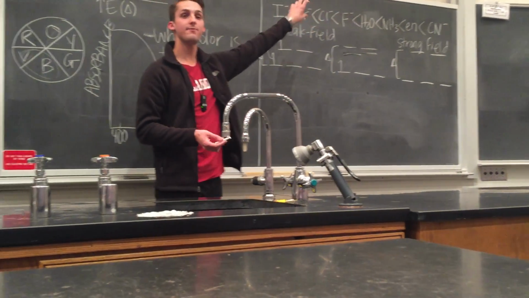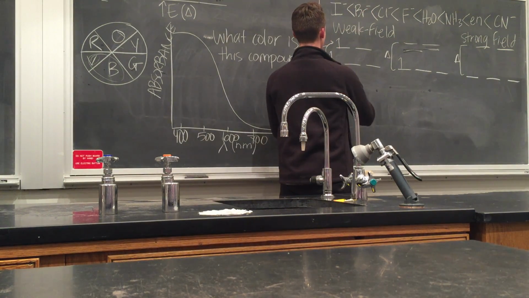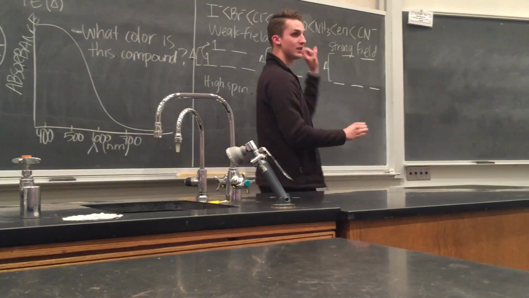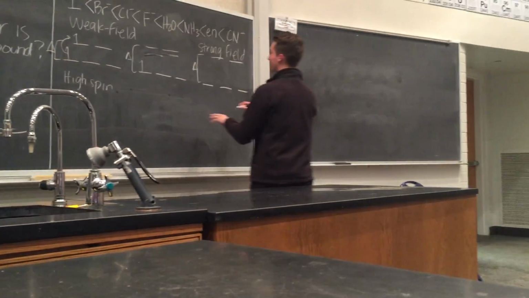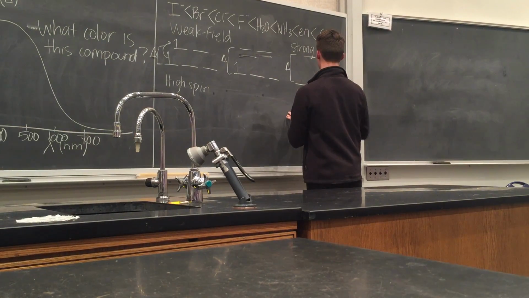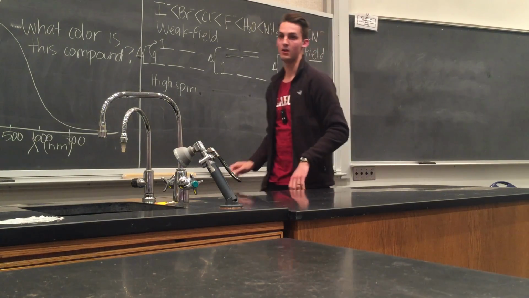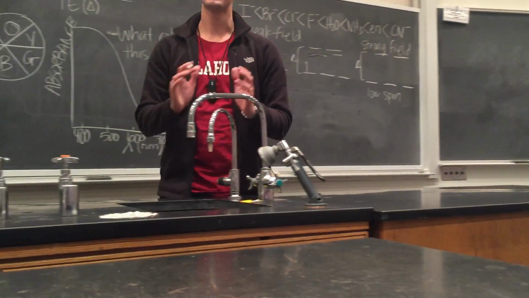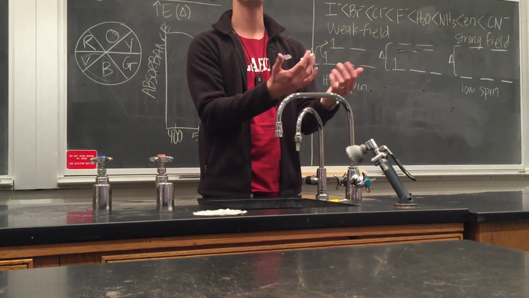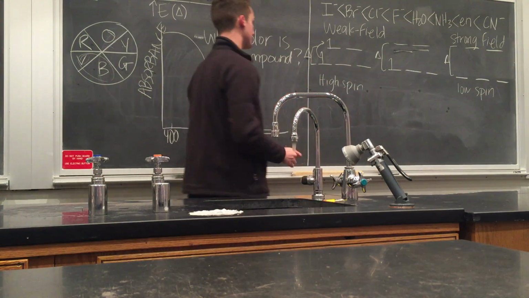Weak field ligands have high spin electrons, and strong field ligands have low spin electrons. Now this is super important, and this is what changes the way that we fill in our diagrams. And I have an example problem on this as well.